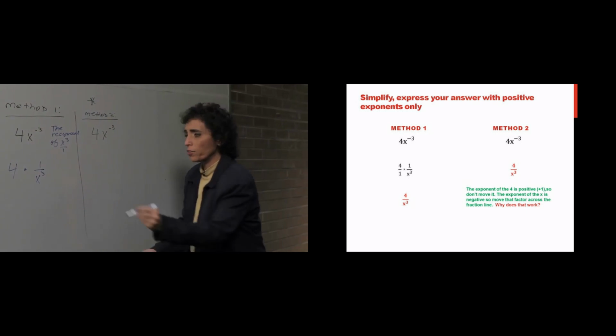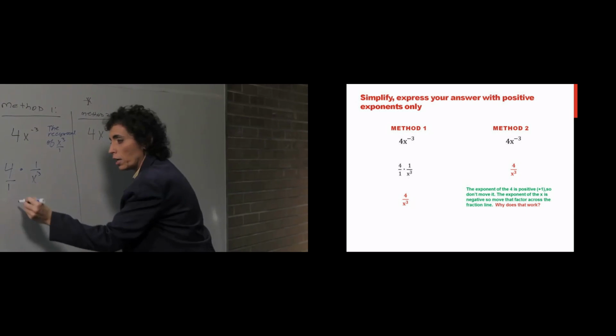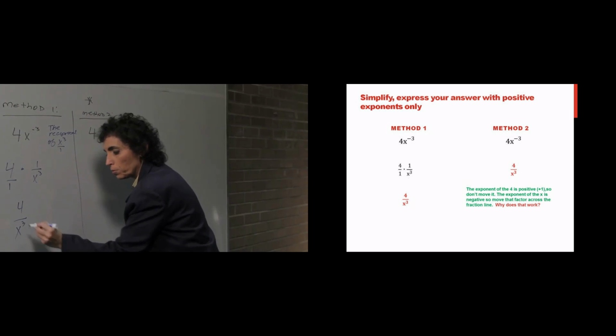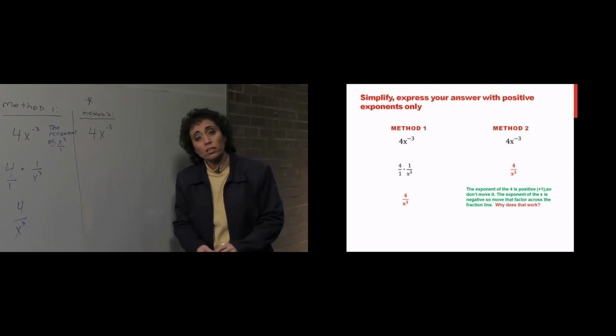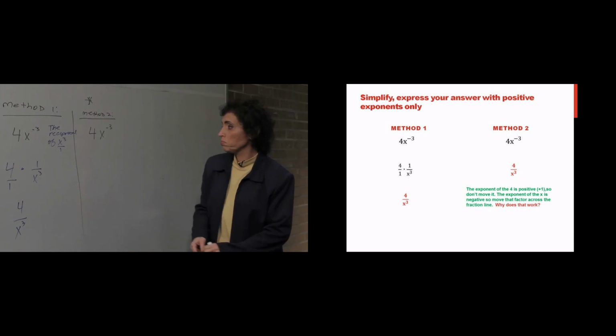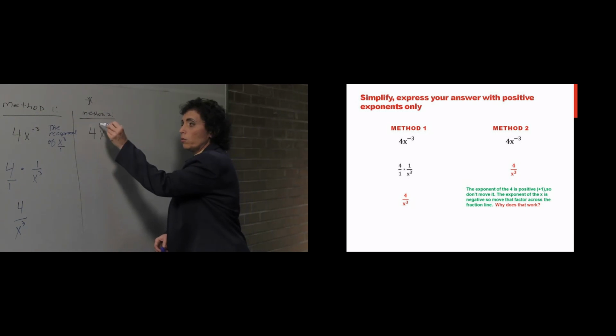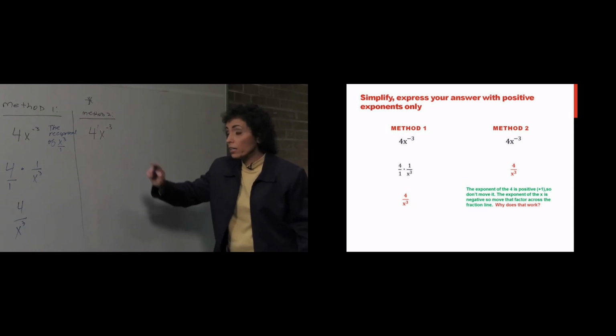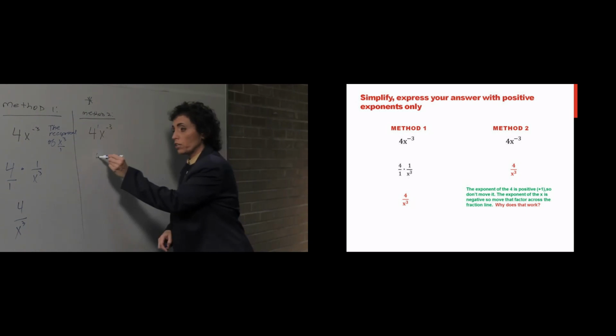So here's the way I could do this. I could just set it up just like this and go 4/x cubed. I could do it that way. That's beautiful. I'm going to show you an easier way. I look at this and go, well, this is the method I like. 4 is to the first power. Just leave it alone.